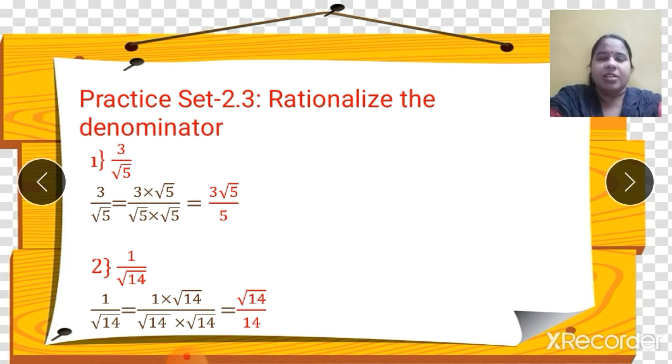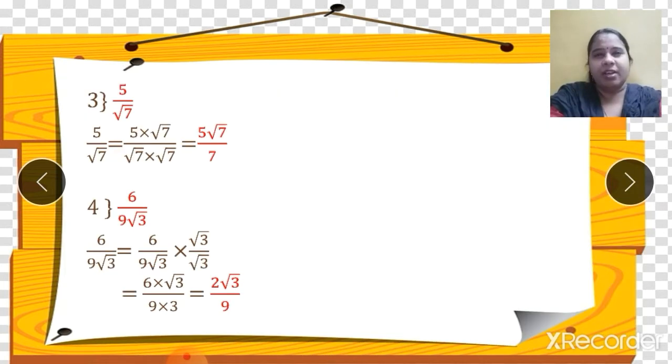Okay. See the next one, 1 upon root 14. Now the rationalizing factor of root 14 is again the square root of 14. If you are multiplying in the denominator, do the same thing in the numerator. So 1 into root 14 is root 14, and square root of 14 into square root of 14 is nothing but 14, which is very well a rational number. So I hope you have understood from these two easy sums how to rationalize the denominator. Okay, let's see the next question.